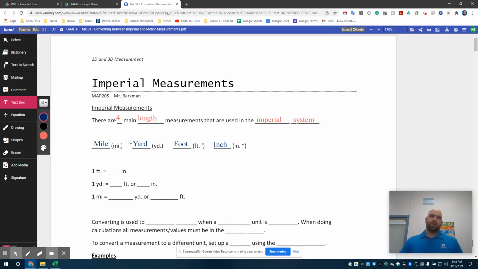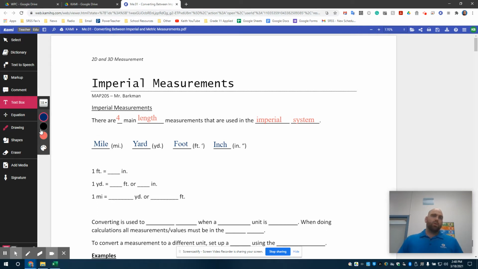Now, I have the short little acronym for it, or the short symbol that we use. In feet and inches, we have 2 different ones. We either can say FT or a little apostrophe for feet, or for inches, we can do IN or a double apostrophe right there.